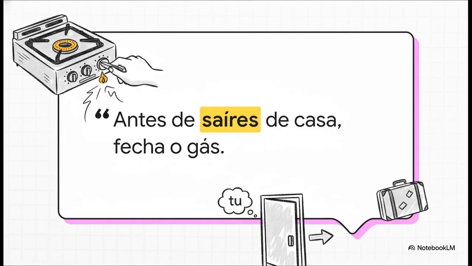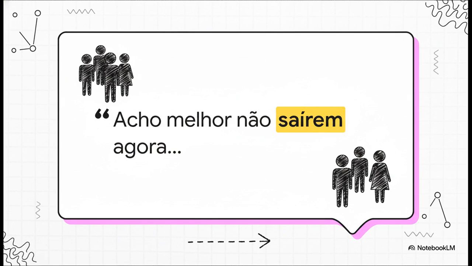Let's see this thing in action. Antes de saíres. See that little -es ending on sair? That is not random. That's a direct signal for you, the tu form. The sentence is specifically telling you, and only you, to turn off the gas before leaving. It's just so precise. Let's look at another one. Não saírem agora. That -em ending makes it crystal clear that the speaker is talking about they or you all. There is zero ambiguity. We know exactly who shouldn't leave because the verb tells us. This is the kind of amazing clarity the personal infinitive gives you.